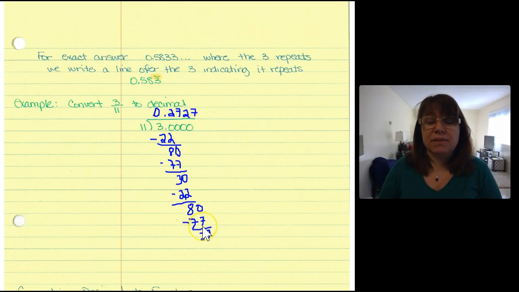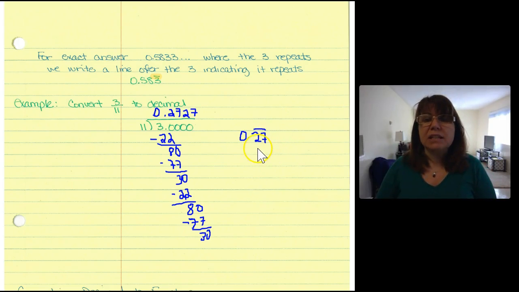11 times 7 is 77. 80 minus 77 is 3. It's always going to be this repeating pattern. So I know my repeating pattern will be 27, 27, 27. So my answer is going to be 0.27. And then above the 2 and the 7, it's a bar. That is the exact answer. This tells me that 27, 27, 27, 27, it repeats.